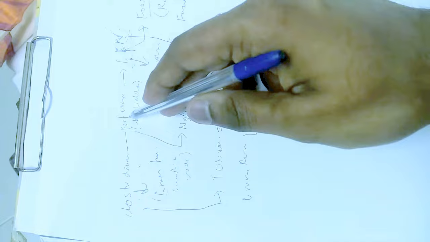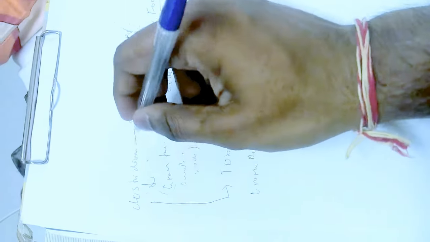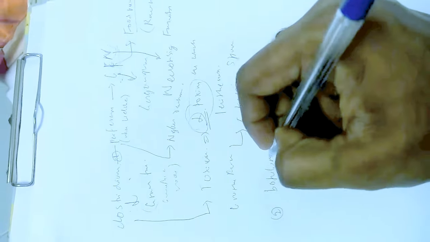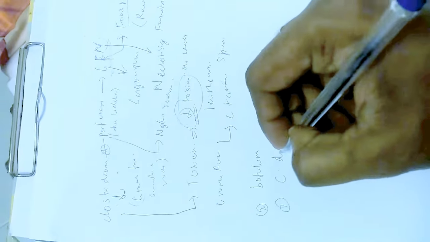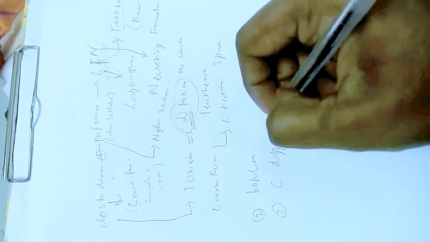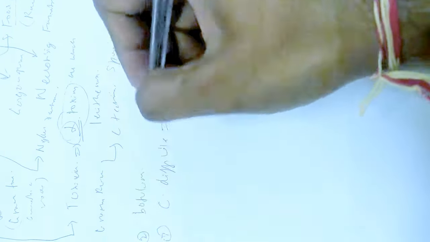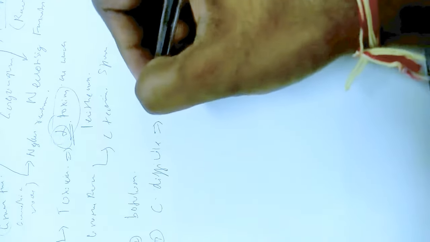And there are more forms of Clostridium. The first one is Clostridium perfringens, second is botulinum, another is Clostridium difficile. In Clostridium difficile, you have to remember that it can cause pseudomembranous colitis. Very important point to remember.